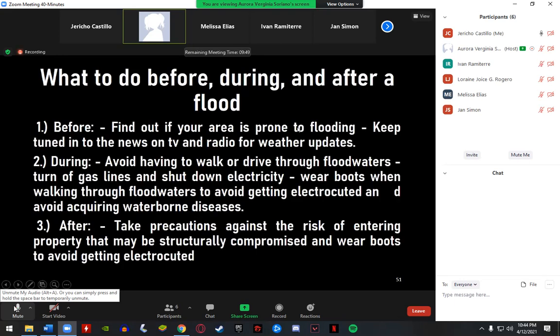What to do before, during, and after a flood. Number 1, before. Find out if your area is prone to flooding. Keep tuned into the news and on TV and radio for weather updates. Number 2, during. Avoid having to walk or drive through floodwaters. Turn off gas lines and shut down electricity. Wear boots when walking through floodwaters to avoid getting electrocuted. And avoid acquiring waterborne diseases. Number 3, after. Take precautions against the risk of entering property that may be structurally compromised and wear boots to avoid getting electrocuted. So next.